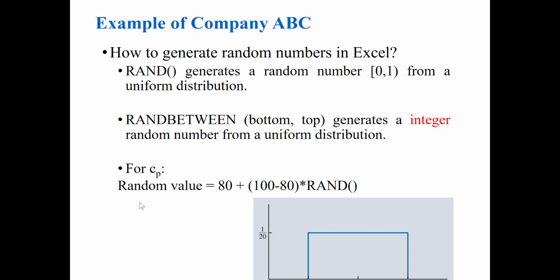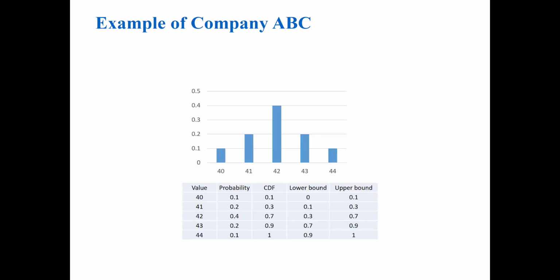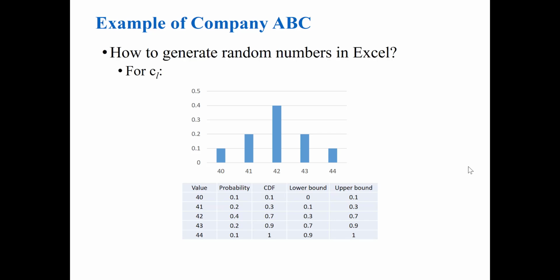We generate values for the uniform probability distribution. Now the second question is how we can use random numbers for the discrete probability distribution. In this case, for the labor cost, which has a discrete probability distribution, we can use RAND and VLOOKUP at the same time.